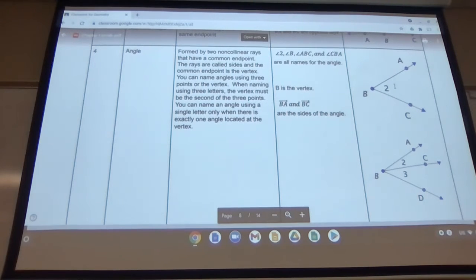And then sometimes they'll put a little number on the inside of it. The book does this a lot. They'll put a number on the inside of the angle. If they do that, you can call it angle 2.